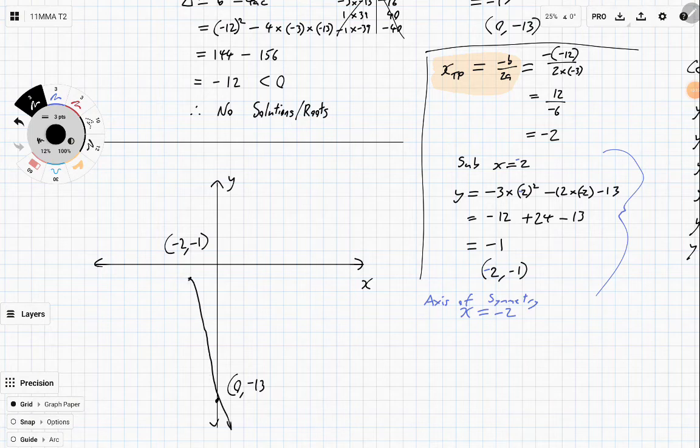Concave down, axis of symmetry at x equals negative 2. Now for sketches, you don't have to worry about getting your axes 100% right, but it's always going to make your life a little bit easier if you do make it look nice and pretty. And lastly, but not least, make sure you label your graph.